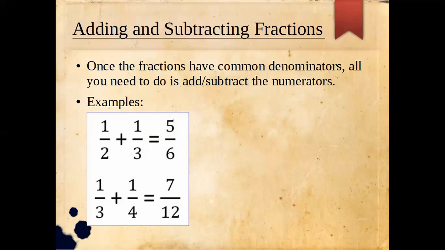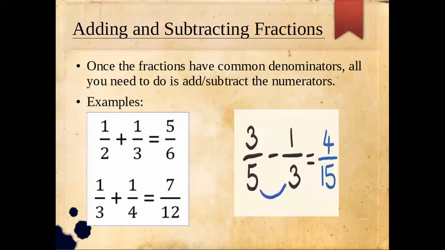Okay, for the other example, we've got 1/3 plus 1/4, and we've already been through that: the lowest common multiple of 3 and 4 is 12. So what we have to do there is multiply the left numbers by 4 and the right ones by 3 to give us 7/12. And here's another example, which is exactly the same, except it's subtraction. Okay, so that's quite simple as well. Just get them to have common denominators, then subtract the numerators.